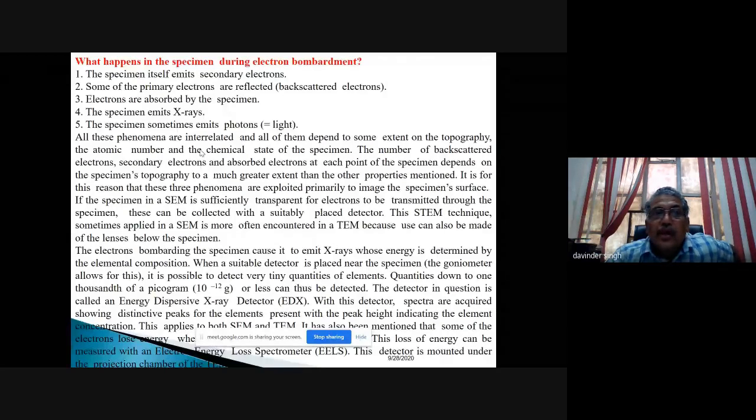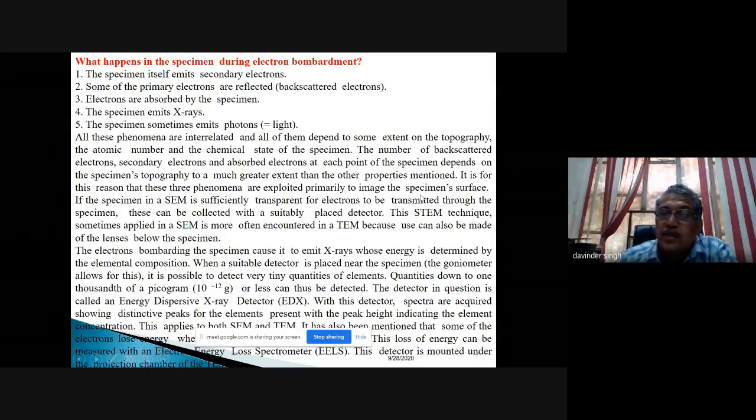Okay, so all these phenomena are interrelated, and all of them depend to some extent on the topography, the atomic number, and the chemical state of the specimen. The number of backscattered electrons, secondary electrons, and absorbed electrons at each point of the specimen depends on the specimen's topography, what type of sample you have, to a much greater extent than the other properties mentioned here. It is for this reason that these phenomena are exploited primarily to image the specimen's surface. So most of the time we are using the morphology of the surface, not the deeper material.